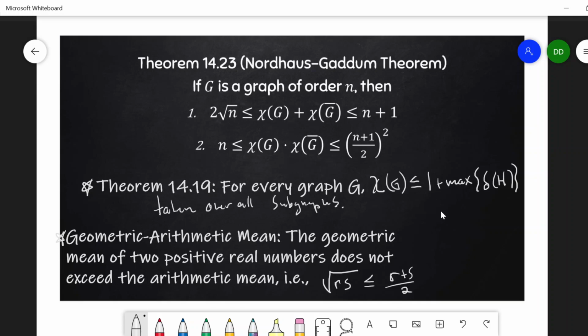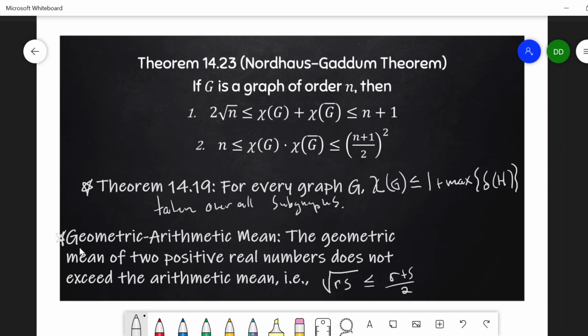So a couple things to keep in mind here that we're going to use along the way is one, Theorem 14.19, which says that for every graph G, the chromatic number is at most 1 plus the maximum over all subgraphs of the minimum degree of that subgraph. So that's one thing to keep in mind. We're going to use that.